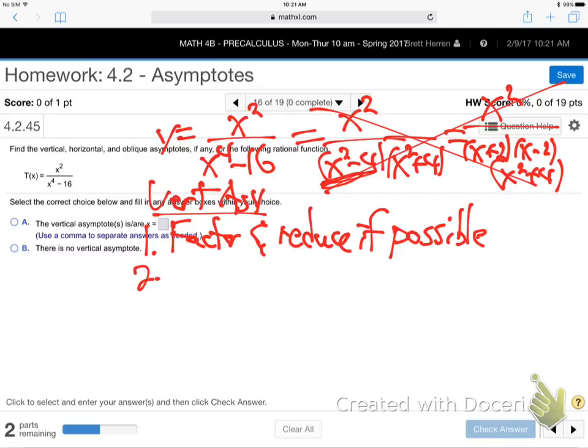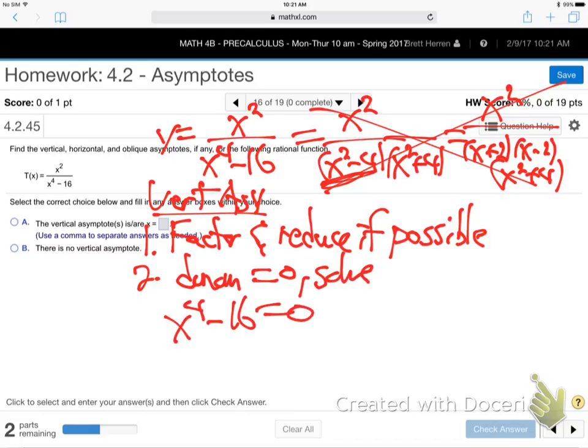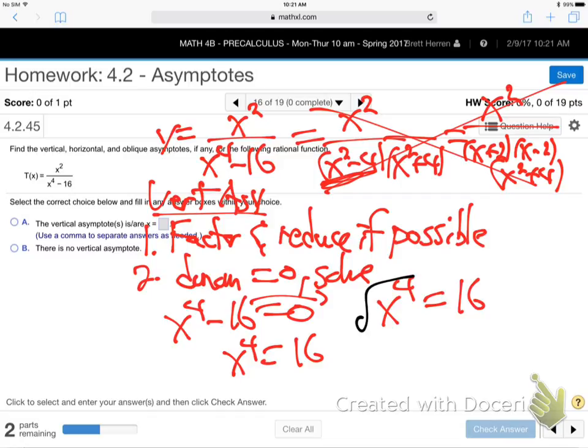Step 2: set the denominator equal to 0 and solve. What's the denominator? x to the 4th minus 16 equal to 0. How do I solve it? Well, we could just move the 16 over and then take the 4th root. You could factor it, though, like Robert said, it's totally true as well.